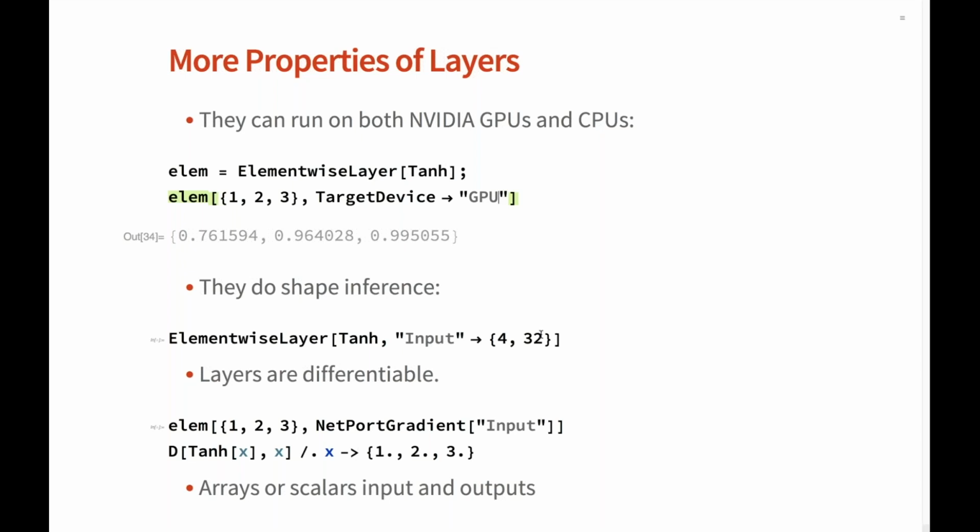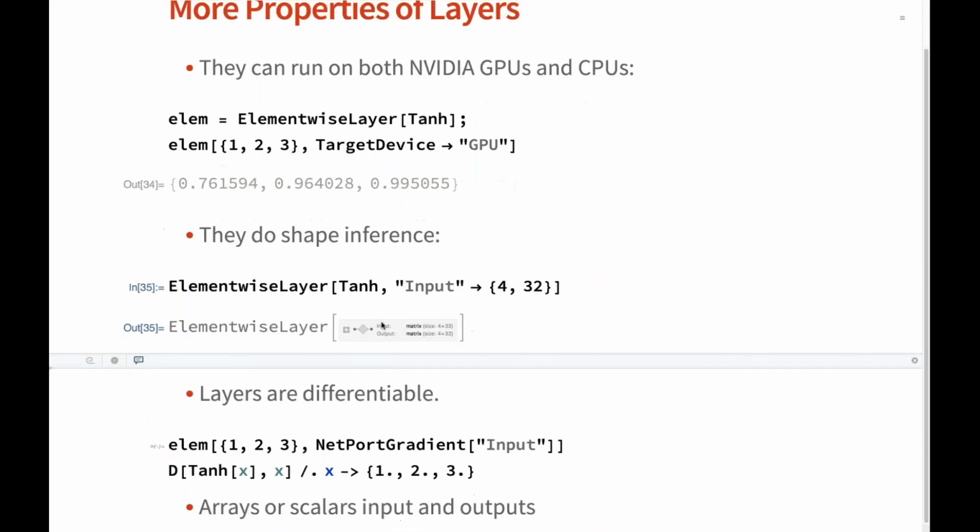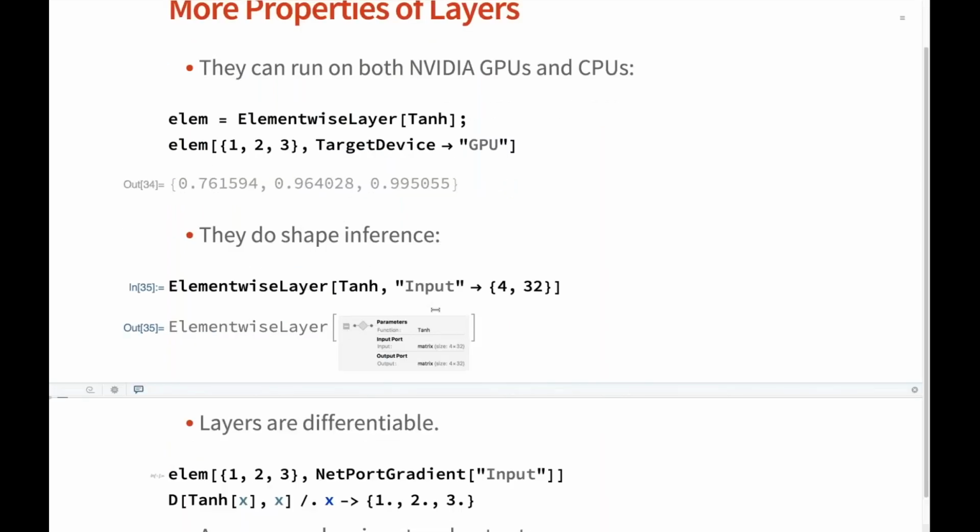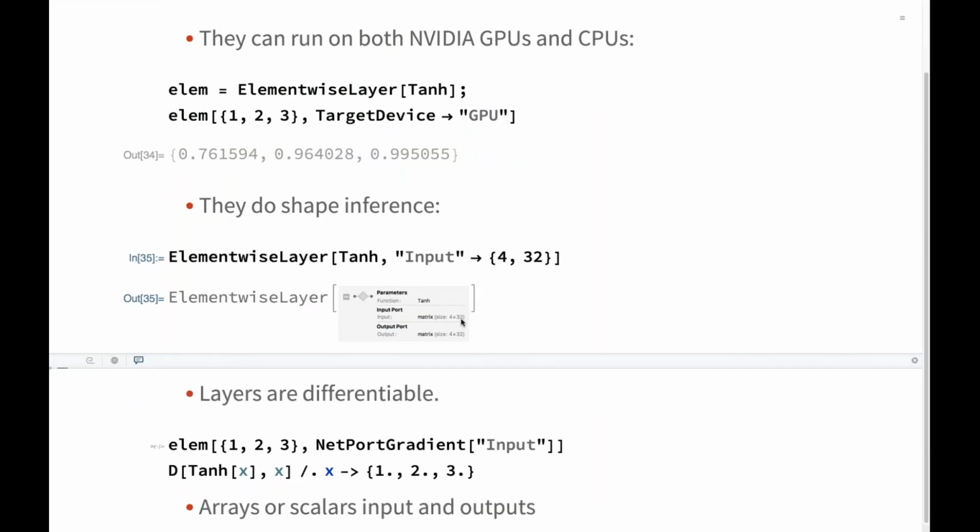Layers also perform shape inference. For example, if the dimensions of the input are specified, then the layer can infer what the dimensions of the output will be. So here I am giving it the dimensions, that is, it has to be a 4 by 32 matrix. It will automatically infer that the output will also be of the same dimensions.